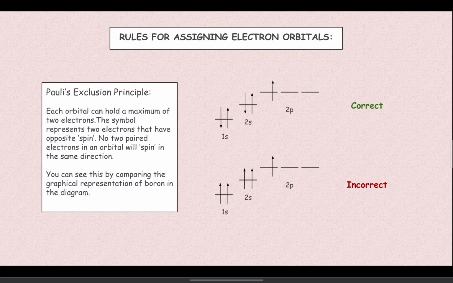The next rule is Pauli's exclusion principle. So each orbital can hold a maximum of 2 electrons, which you can see here. So do a quick little draw. This is 1 orbital, 2 orbitals, and they can each hold 2 electrons, no more.